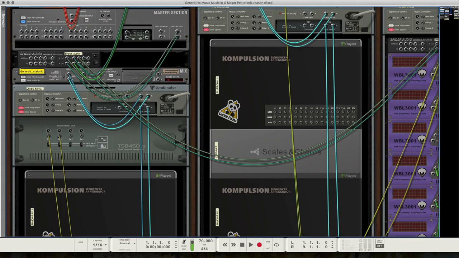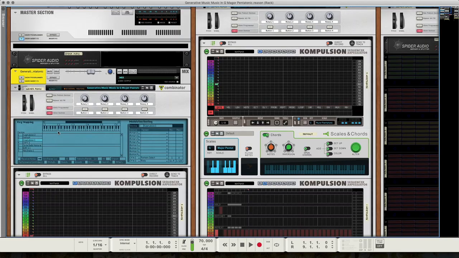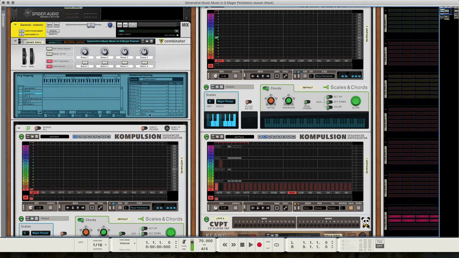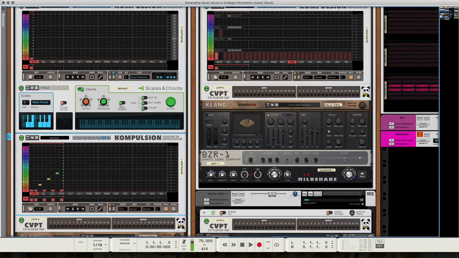And so basically what's happening here is that's being fed into the back of this Combinator here on CV2. It's being controlled a little bit here. It's being limited a little bit here. And then basically what's happening is the CV2 is controlling the rate of the second, or rather the first Compulsion. The first Compulsion is this one down here.